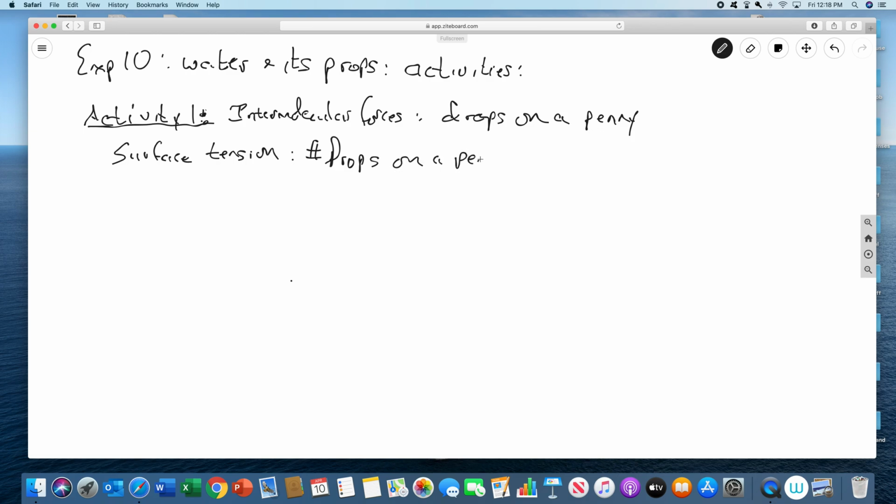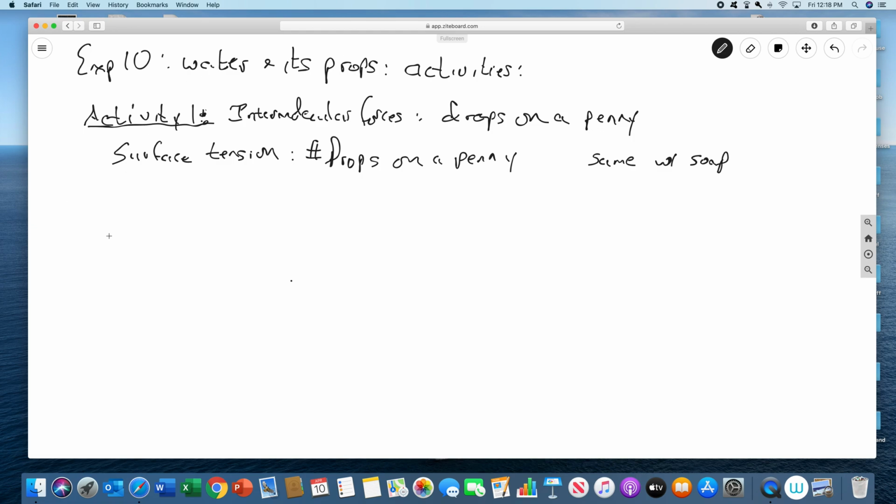And I'll give you the data. And then you're going to do the same thing with soap. So you dip the penny in soap first. Now what soaps do is they will lower the surface tension of water. And so if they lower the surface tension, it doesn't stick to itself quite as well. All right, so that's activity 1.